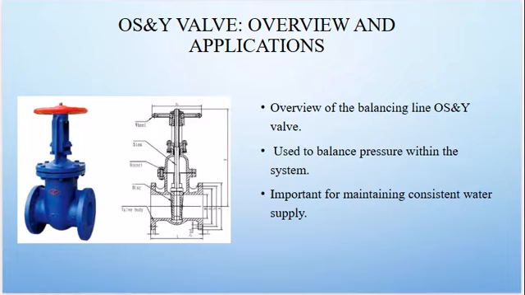OS&Y valve, overview and applications. Here we overview the balancing line OS&Y valve, which plays a key role in pressure management. These valves are used to balance pressure within the system, ensuring optimal performance. Maintaining consistent water supply is crucial for effective fire protection. Their reliable operation is essential for the overall functionality of fire safety measures. Regular maintenance checks help ensure these valves operate correctly.